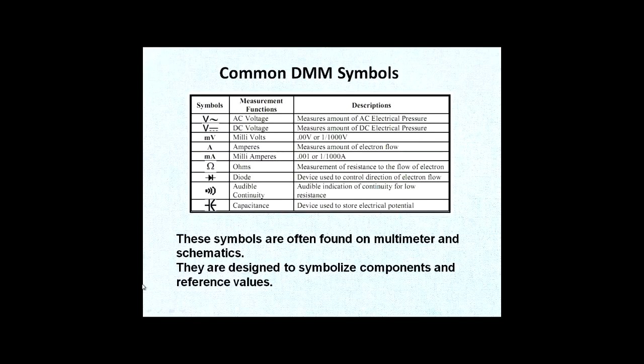Okay, so the common DMM symbols, these are the digital multimeter symbols. Voltage with a little tail, that stands for AC voltage, alternating voltage, alternating current. You're going to learn about that in other subjects. If you want to measure DC voltage, then you switch to this symbol.